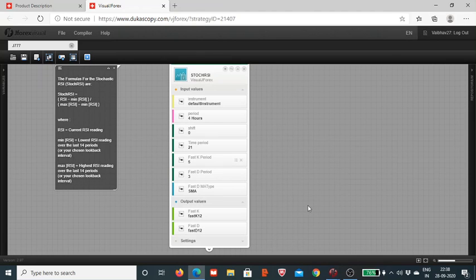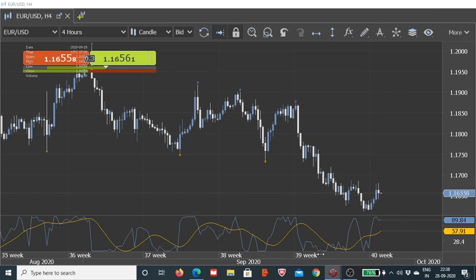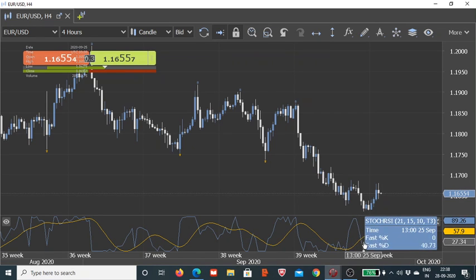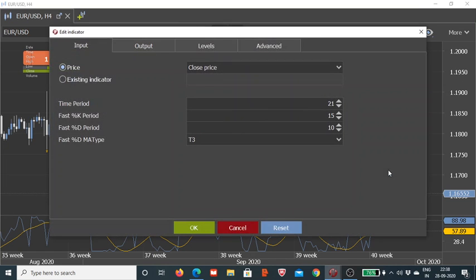fast K period and see what is the likely combination which is going to give us the idea for profitable trading opportunity. Here we have chosen the 15 and 10 combination. If you want to work with a different combination, we are free to do so. All we have to do is click edit and do the edit, and you will have the different combination in place.